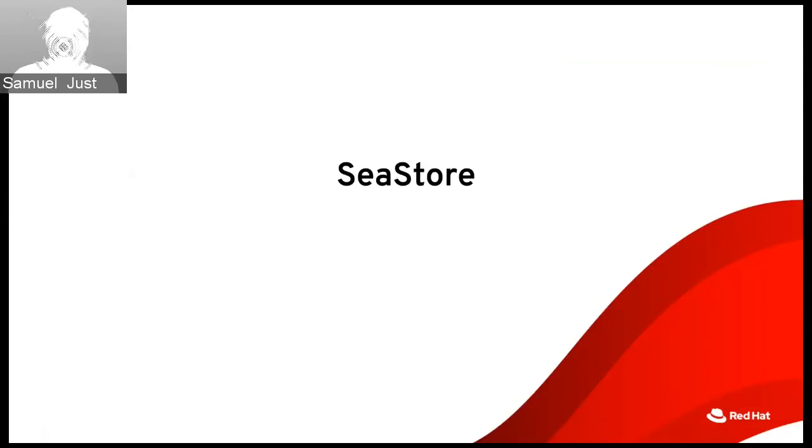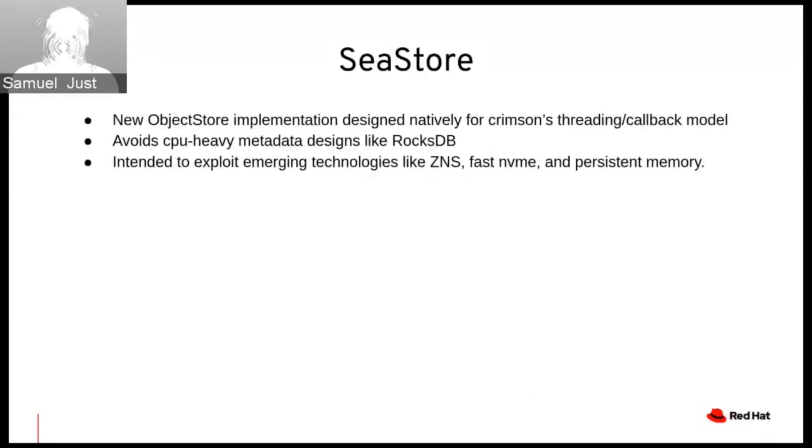Now that we've gone through some of the stuff that's been going into Crimson, I thought I'd go a bit deeper into CStore so people can get some insight. CStore is a new object store implementation designed from the ground up for Crimson's threading callback model. It's designed to avoid CPU-heavy metadata designs like RocksDB, and it's intended to exploit emerging storage technologies like ZNS, persistent memory, and in general, fast NVMe devices.